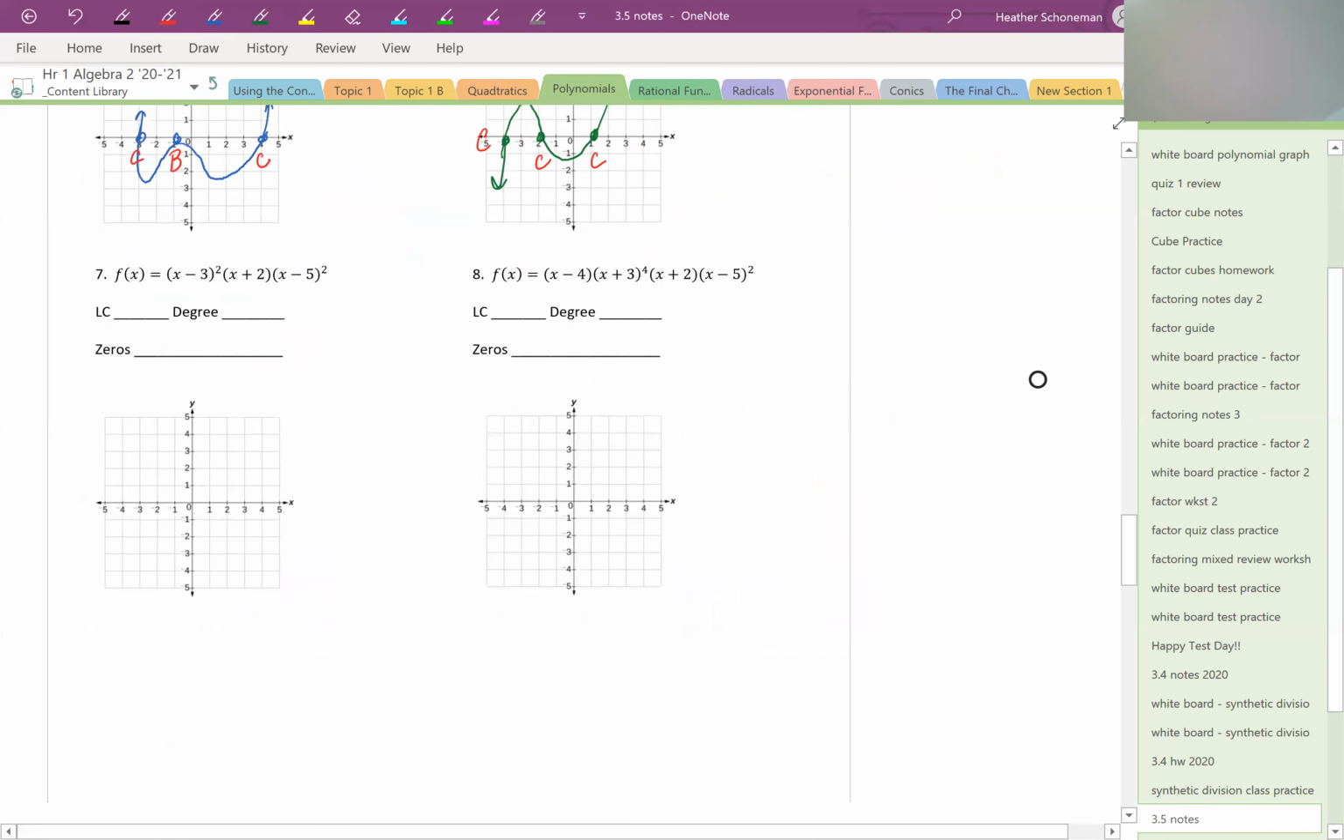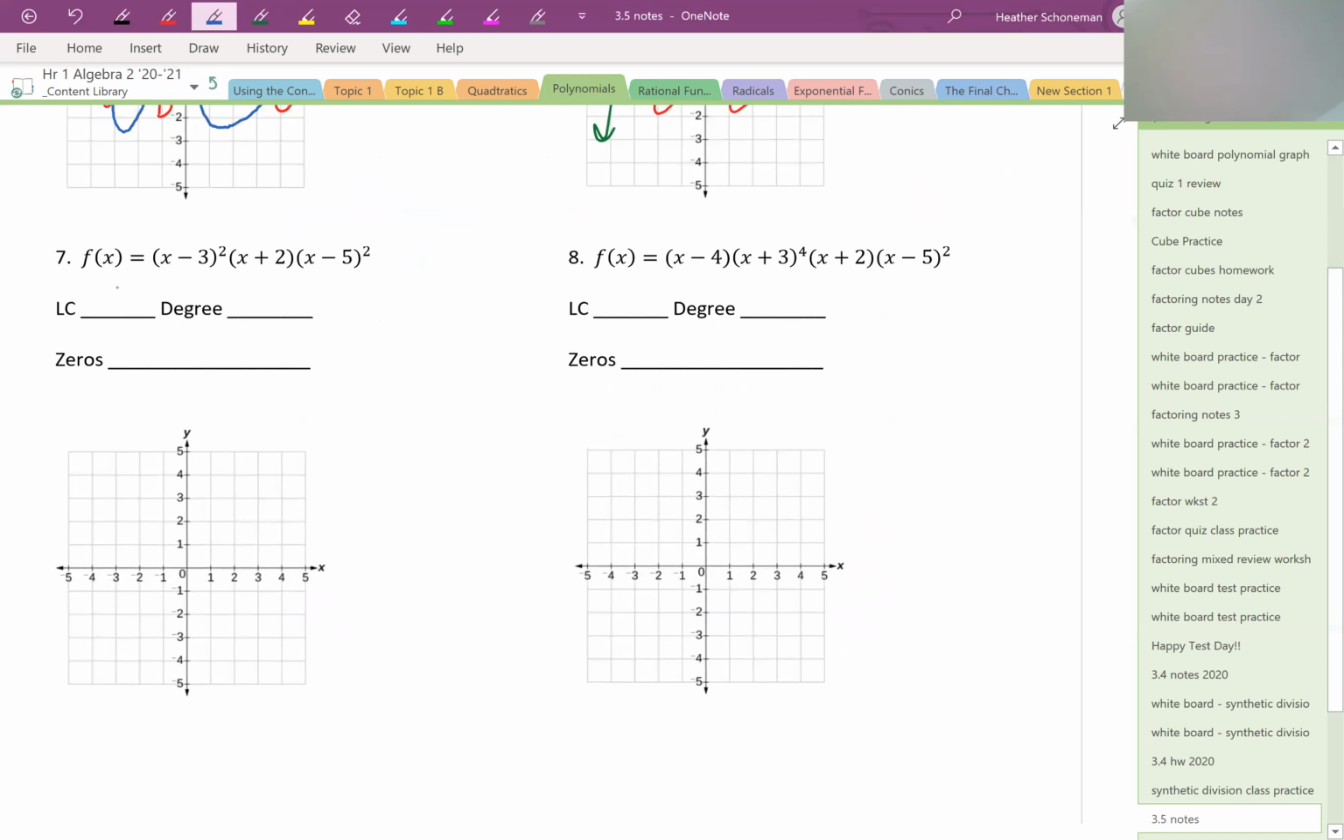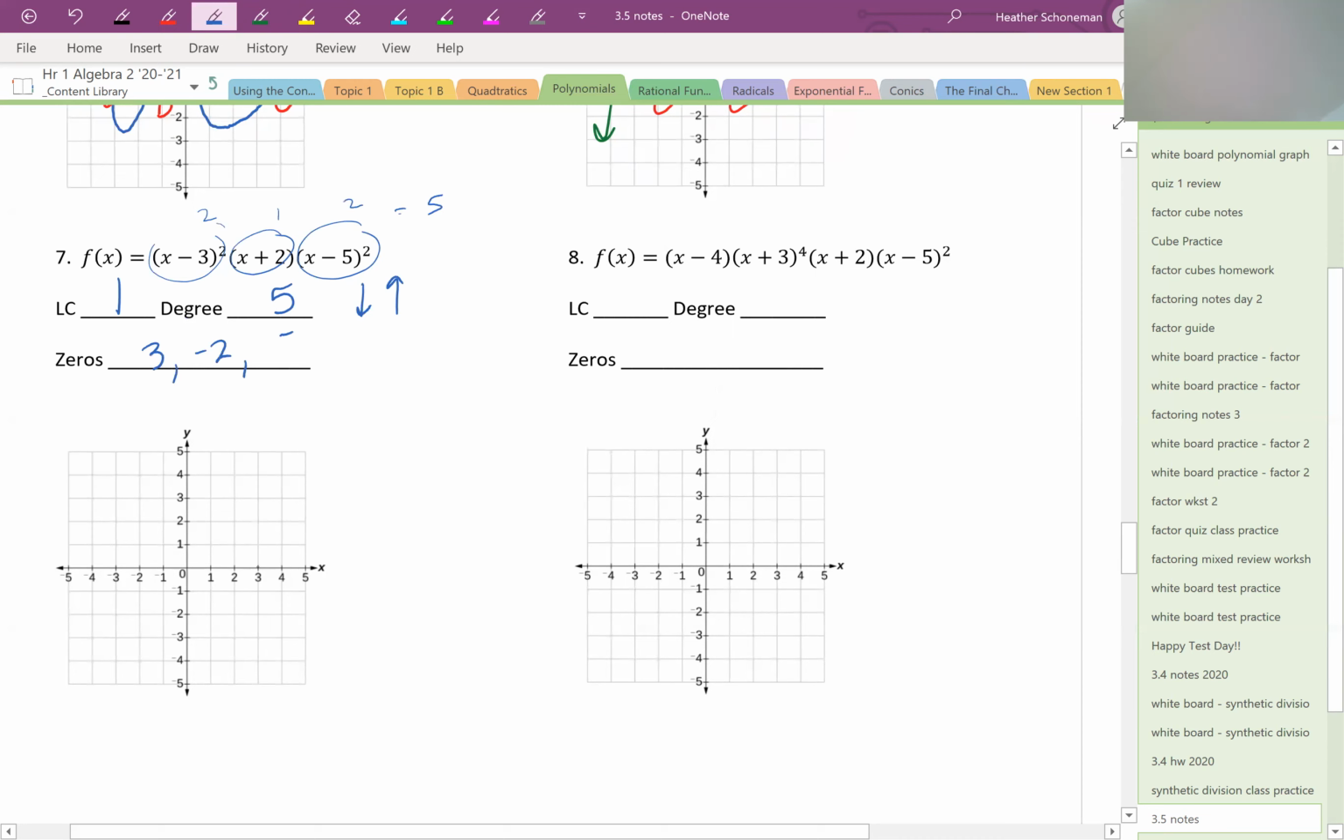Okay. 2 more. Number 7, the leading coefficient on these types of problems will always be 1. For my degree, I have 2 here, 1 here, 2 here, for a grand total of 5. That's odd, so I'm going to go up to the right and down to the left. My zeros are 3, -2, and 5. Up to the right, down to the left.